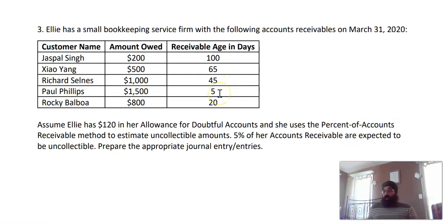Here we get the chance to practice chapter 9, which you will see this week. So you get a chance to practice a couple of methods here. Percent of accounts receivable method, and then we'll have a rate. So basically what you'll do is take into account that you already have $120 in your allowance, and use this method to figure out what should be in that allowance, right? And make the appropriate journal entry.